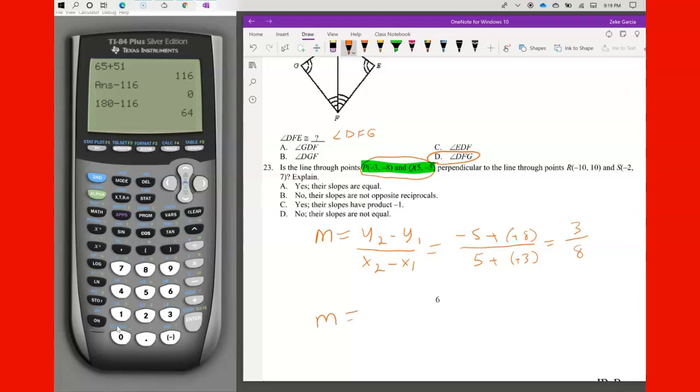Now we're going to go ahead and find the slope of the other line. So we're going to start with y1. We have 7 minus 10. Okay, so we have 7 minus 10, and then we have -2 minus -10. So 7 minus 10 is -3. This is going to be positive, so that's going to be 8.